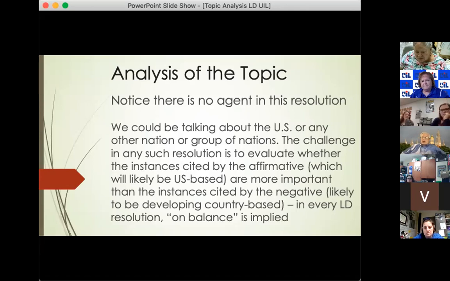But in every Lincoln-Douglas resolution, whether the resolution says it or not, there's an implied on balance. So we know that there are going to be some advantages to resource extraction, and we know there are going to be some disadvantages to resource extraction, but we're always weighing, as this resolution asks us to do, what's more important. And if your debaters can establish that their side, whether it be affirmative or negative, the instances that they cite are more vital or more important than the other contestants', then they may well win.